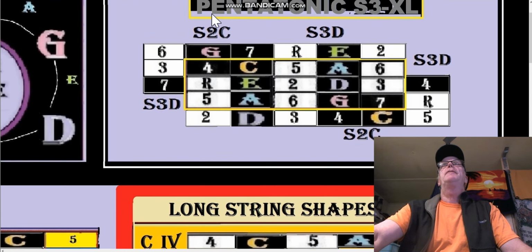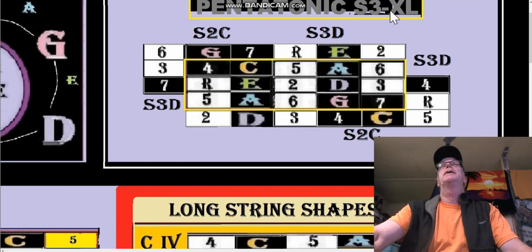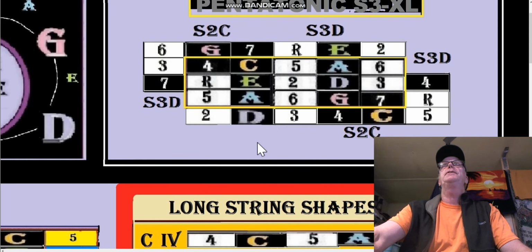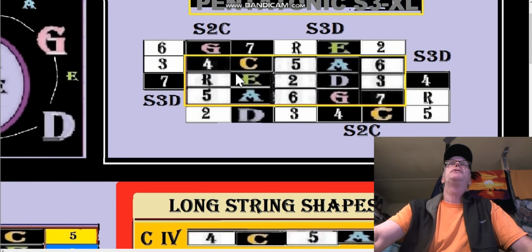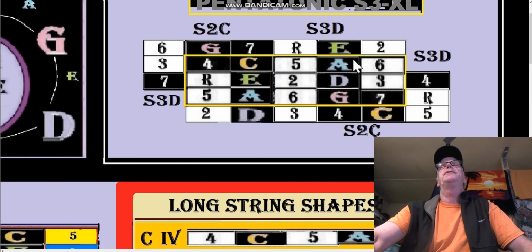Now here we have a pentatonic derivation here. 5, 6, 7, root 2, 3, 4, 5, 6. That's the long pattern, and it actually came from the short patterns. Let's just spell the word cage.